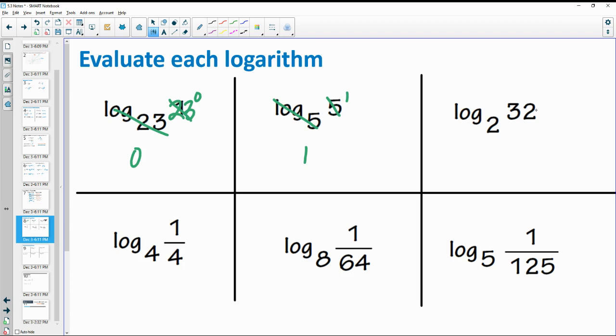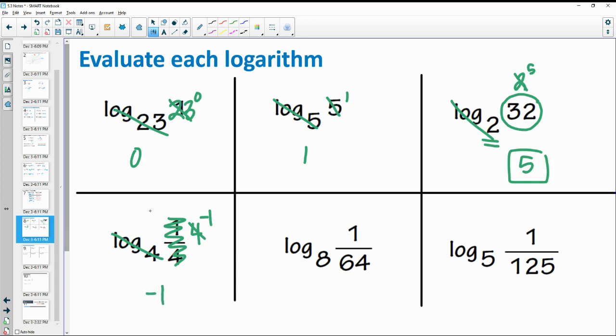Log base 2 of 32. So what we want to do is write this as a base 2 exponential so that we can cancel out the base. So 32 is 2 to the 5th power. So then the log base 2 and the 2 will cancel, and this will kick back a 5. Log base 4 of 1/4. Well, remember 1/4 is really just 4 to the negative 1. So log base 4 of 4 to the negative 1 will just kick back negative 1.